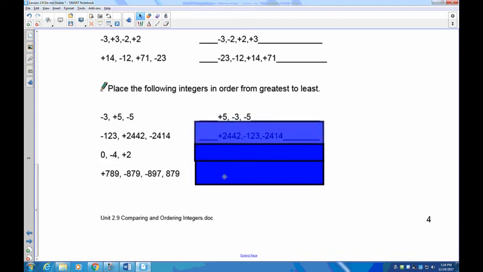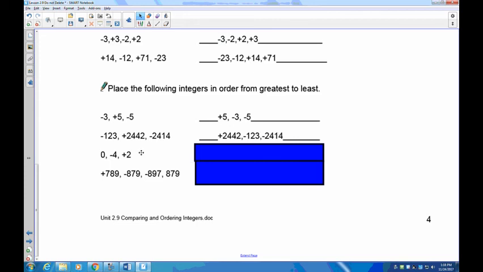Okay, for this one here, think of where the positive number is because you want the biggest one. So 2,442 is the largest, and as you travel left to the 0, you hit it. Then you're going to hit 123 on the negative side, so that comes next. And then lastly, on the very, very left, you're going to find -2,414, so that means that's going to be last, the least.